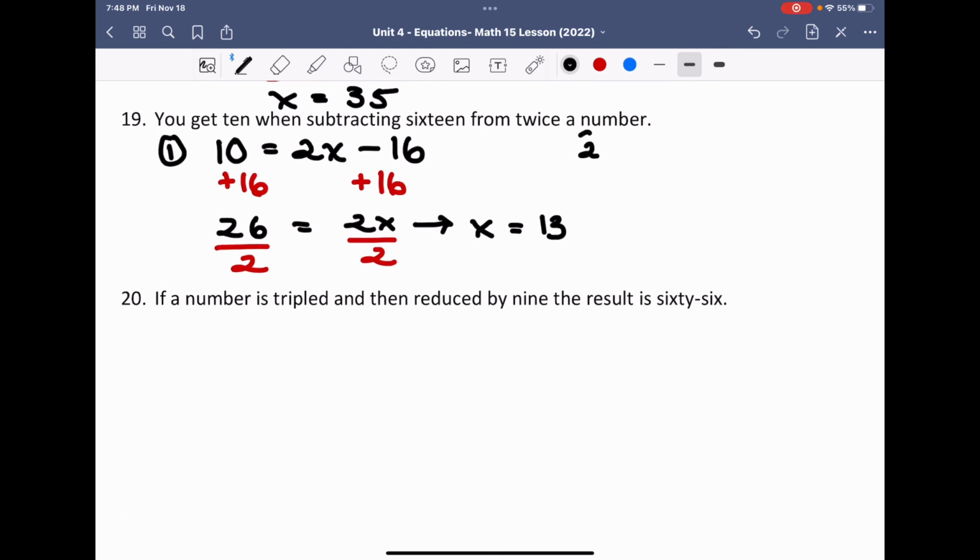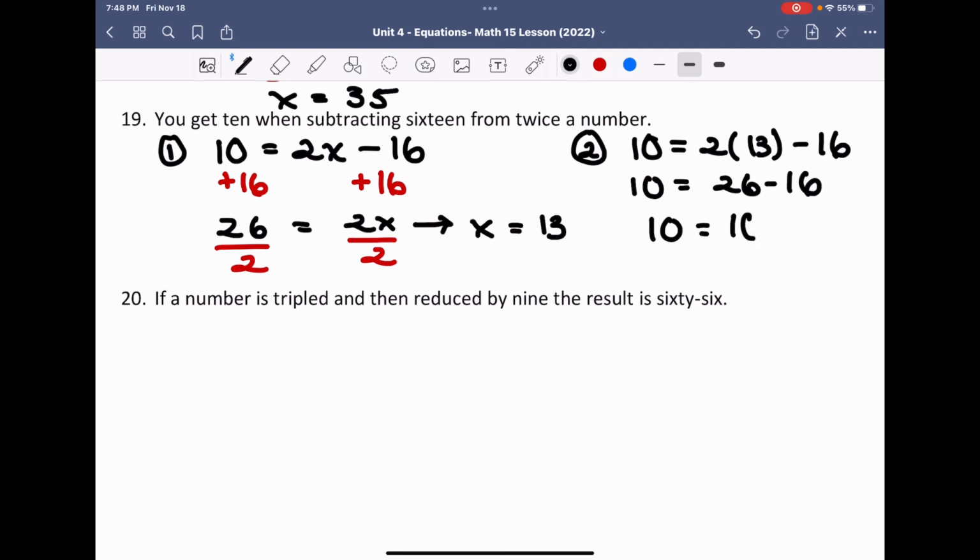For step 2 here, I get 10 should be equal to 2 times the x value 13 minus 16. 10 is equal to 26 minus 16. And yes, 10 equals 10. We have verified the left equals the right.